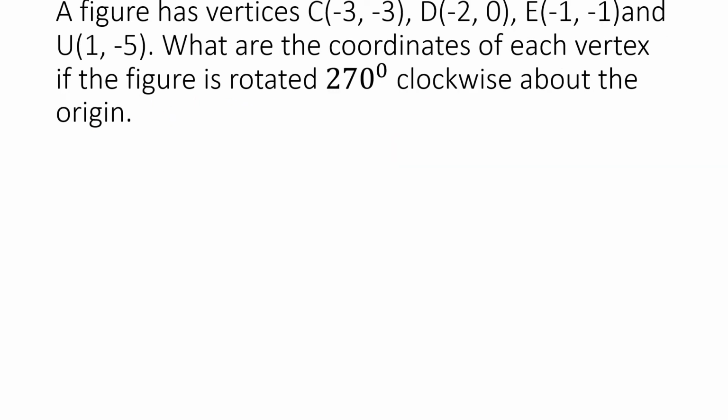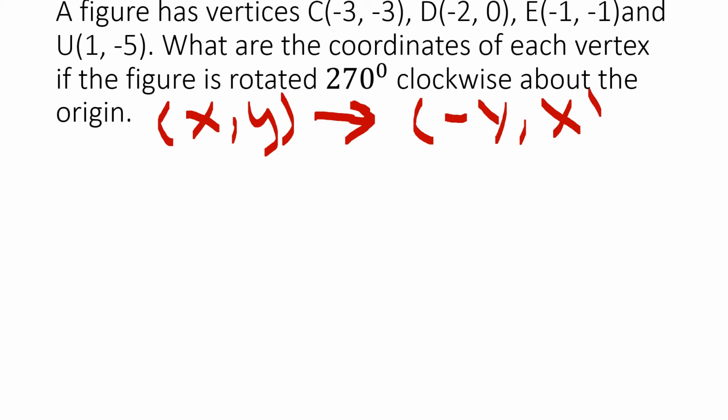A figure has vertices C(-3, -3), D(-2, 0), E(-1, -1), and U(1, -5). What are the coordinates of each vertex if the figure is rotated 270 degrees clockwise about the origin? So we are going to rotate clockwise 270 degrees. The rule for this rotation is: x and y switch and y becomes negative.